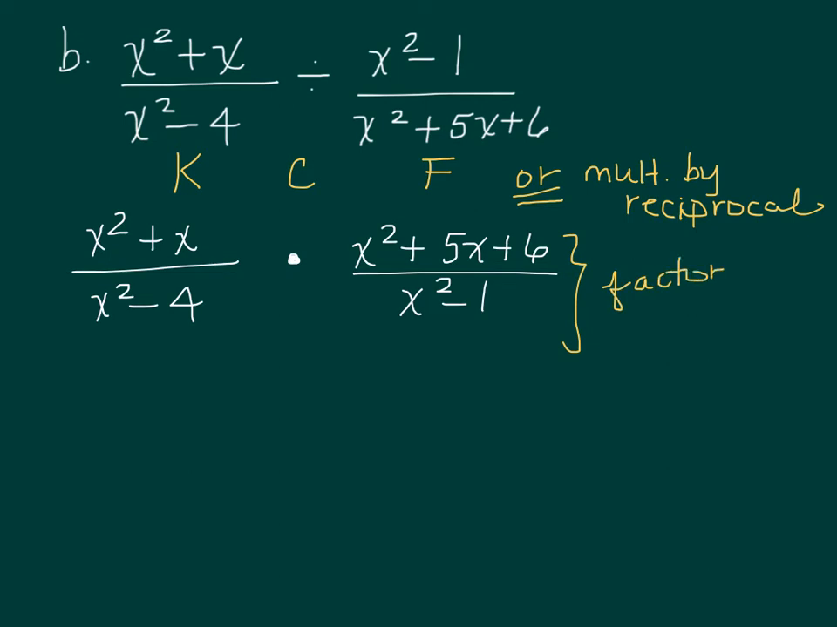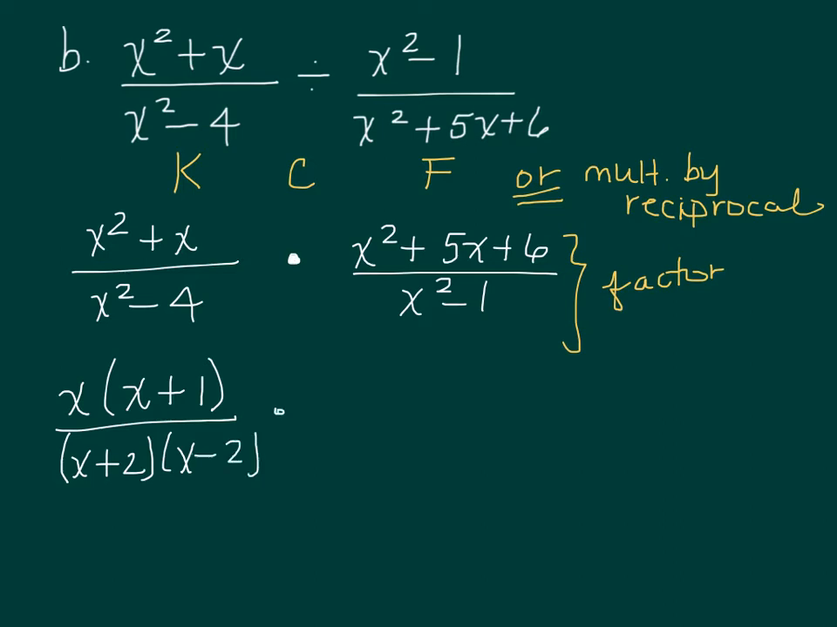So let's do the numerator. I'm going to take out a GCF. They both have an x in common. Denominator, that's a difference of squares. The numerator, I have to find two numbers that multiply to give you 6, that add to give you 5. So that has to be 2 and 3. And then the denominator is difference of squares.